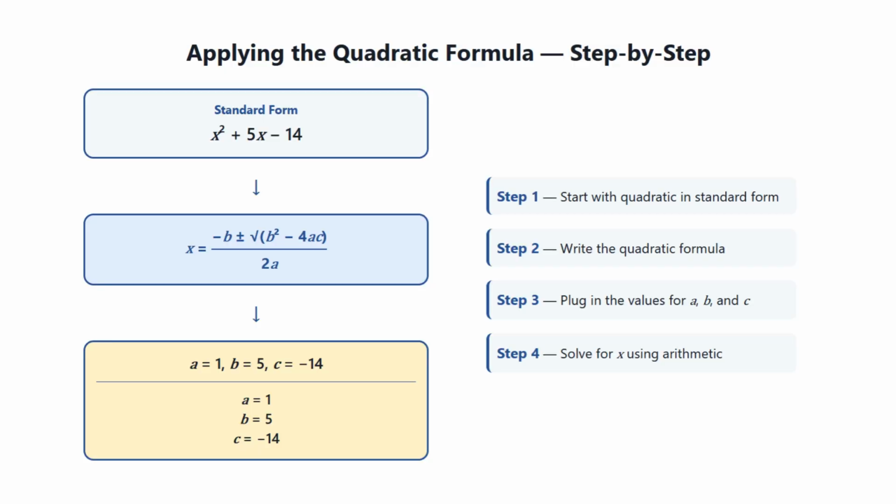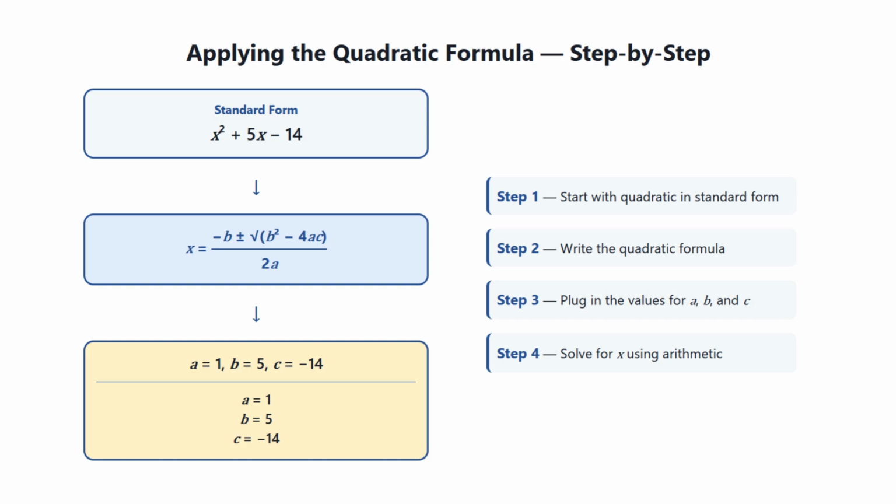Now let's see how to apply the quadratic formula step by step. We start with a quadratic in standard form. For this example, consider x squared plus 5x minus 14 equals 0. Step 1. Identify the values of a, b, and c. In this case, a equals 1, b equals 5, and c equals negative 14.